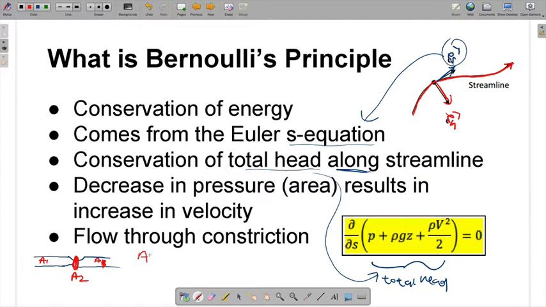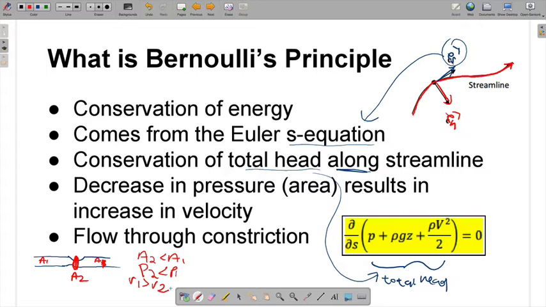And so what happens is you've essentially decreased the area. In effect, you also decreased the pressure, so pressure 2 is less than pressure 1. But you actually ended up increasing the velocity, which is kind of nice.